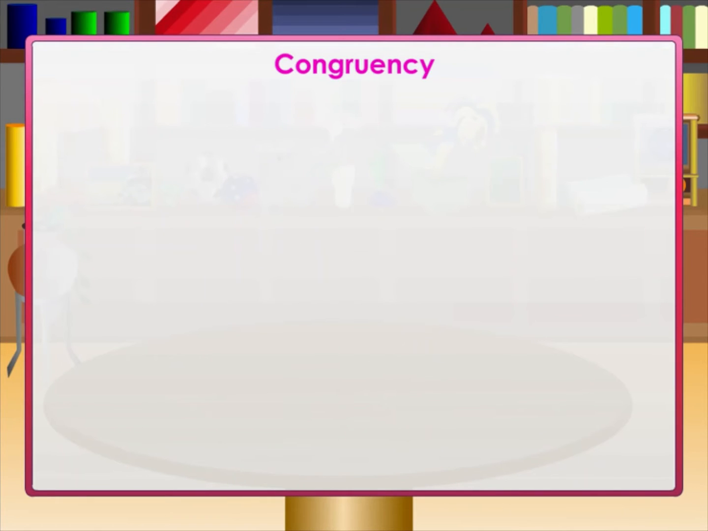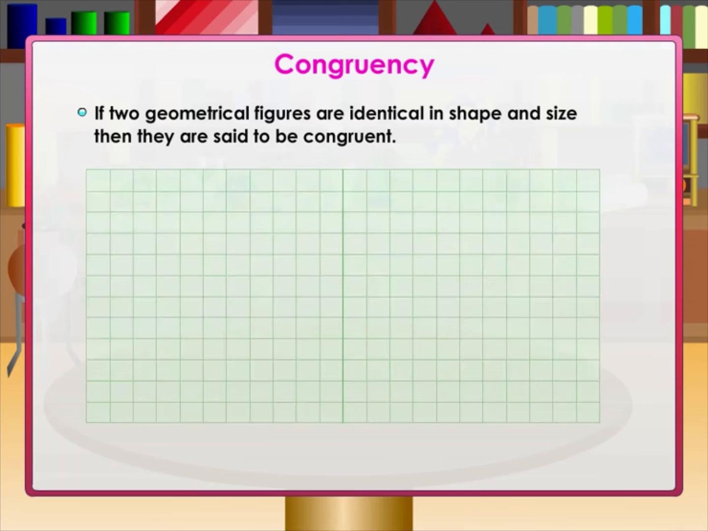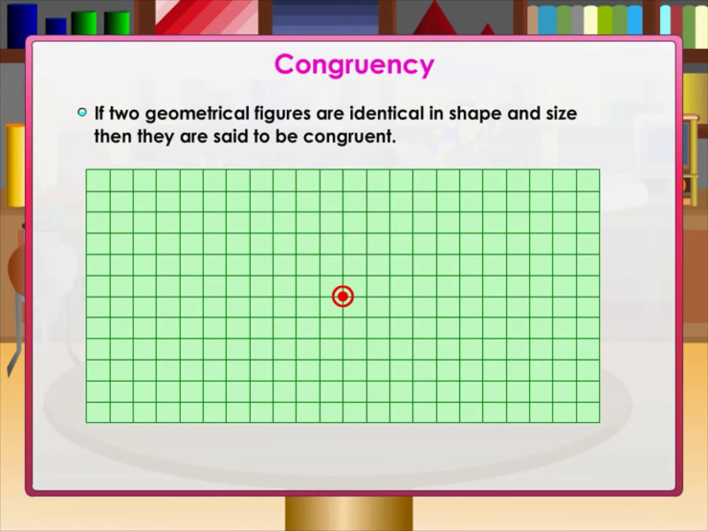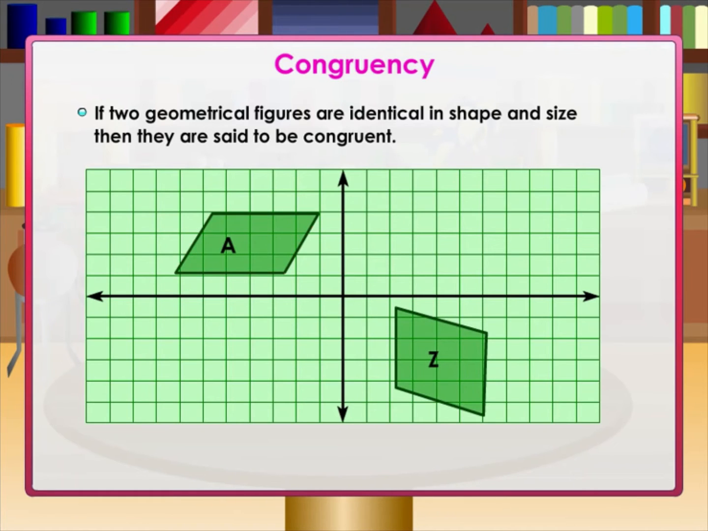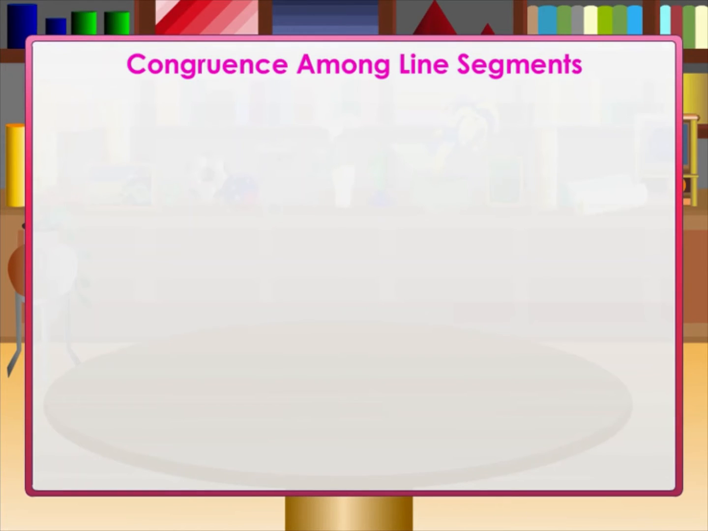Now let us define congruency. If two geometrical figures are identical in shape and size, then they are said to be congruent. Consider two parallelograms A and Z on the axis. Each side of the figure is the same in length, and the area of these figures is also the same. Therefore, the two figures have the same shape and size. We can say that the parallelograms A and Z are congruent to each other. The symbol for congruency is ≅.